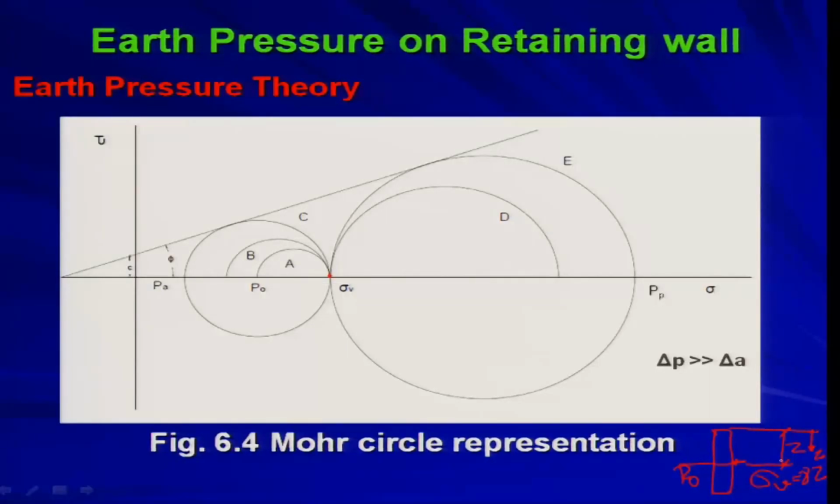Therefore, P naught, I mean this surface. If I consider a soil block like this, this is your sigma v and this is your P naught, right. So, sigma v is nothing but gamma z, that is your major principal stress, because that is the action, and due to that you are getting P naught, which is another principal stress, the minor principal stress. Now, if I want to show this in the Mohr cycle representation, it will look like this. So, circle A, this circle will be representing that earth pressure at rest condition.